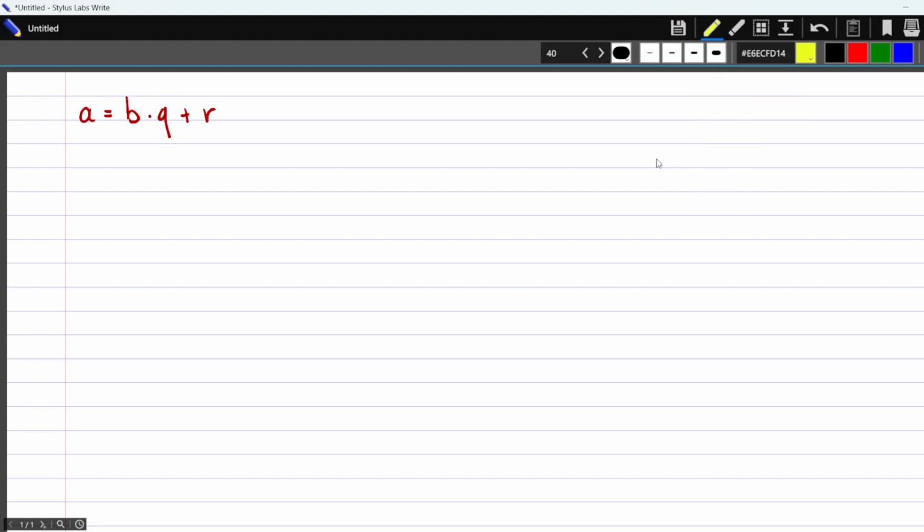Let's say that we have this yellow formula and two numbers. Say that A is equal to 168 and B is equal to 25.